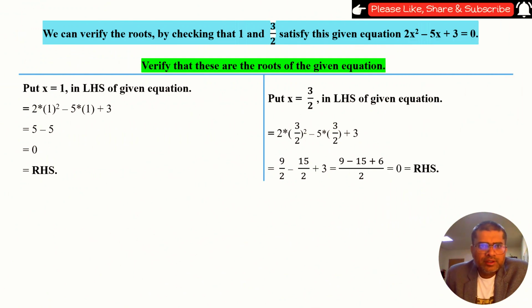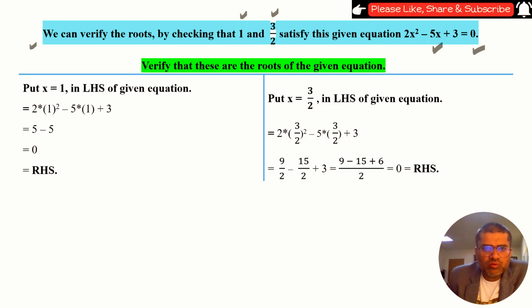Okay, students, here it says we can verify the roots by checking that 1 and 3 by 2 satisfy the given equation. We find two roots: the first is 1 and the second is 3 by 2. We will first put x equal to 1 and then x equal to 3 by 2 in the given equation and check whether LHS is equal to RHS.